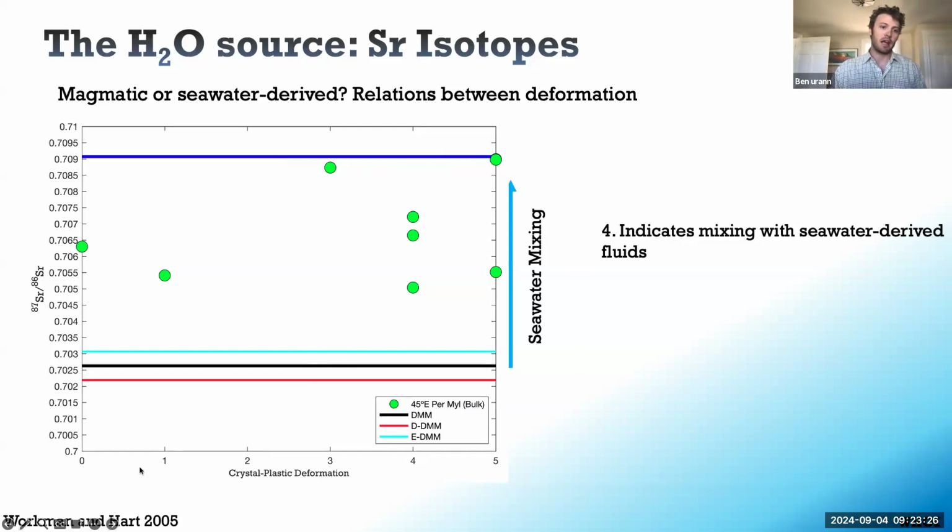And I've plotted here on the x-axis the extent of deformation in these samples. Now, the initial thought when I was doing this strontium work was that perhaps we're seeing a stronger seawater signal in the most deformed samples, which would be a crystal plastic deformation scale of 5 compared to a crystal plastic deformation scale of 0, which is a protogranular peridotite. And you can see that didn't really hash out. There is some significant variability in there, but the fact of the matter is that these samples have all seen interactions with seawater.